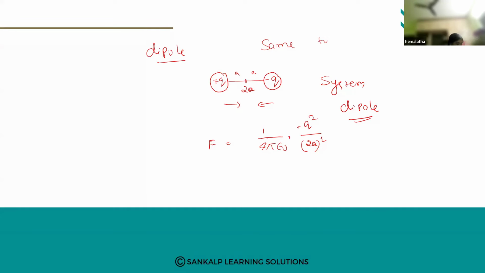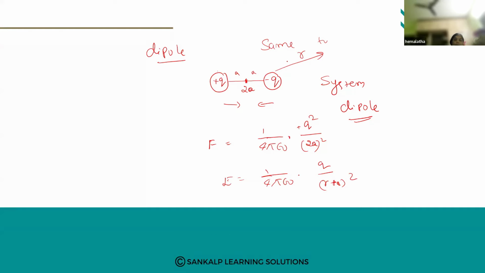If it is an electric field due to a single charge q, then E is equal to 1 by 4 pi epsilon naught, q divided by r plus a whole square. What is this r? This distance r and this distance a also. You have to calculate the electric field due to this dipole at a point; r is the distance from the center, so you have to write r plus a whole square.